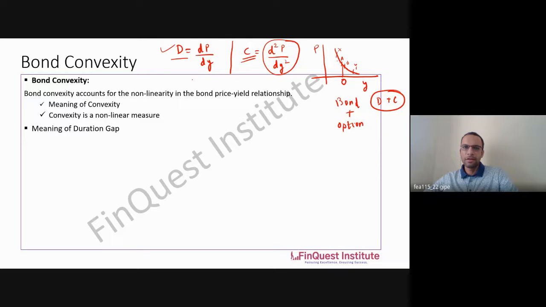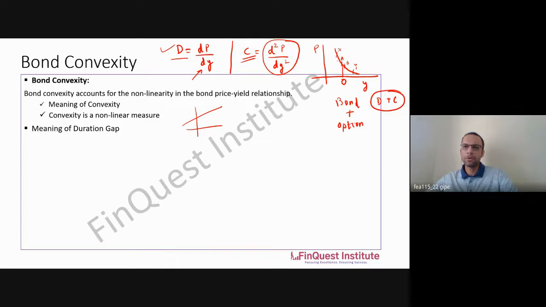Because the duration equation, dP by dy, is a linear relationship because we have a first order derivative. And when I say a first order derivative, that is something which I can show via a simple straight line. So something like our normal definition of slope of a line, which we had studied in high school. But for convexity, that is not the case. And convexity brings with itself a few advantages, which is more flexibility because you can track curvatures.